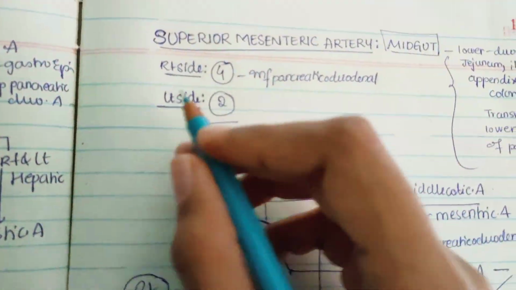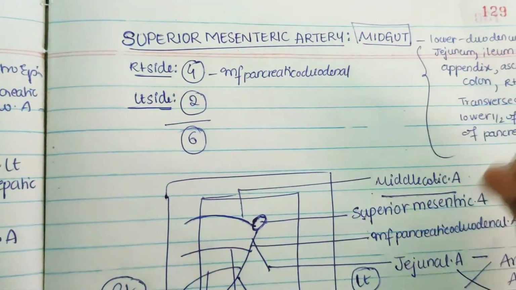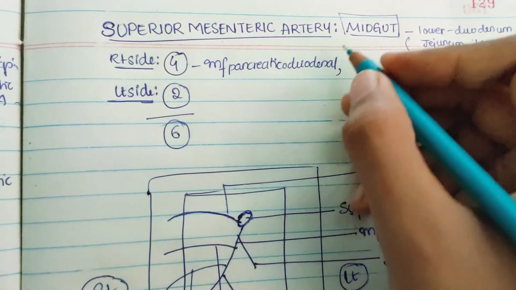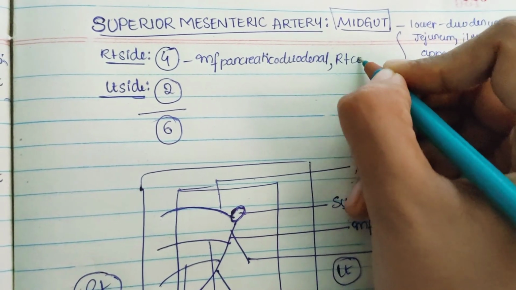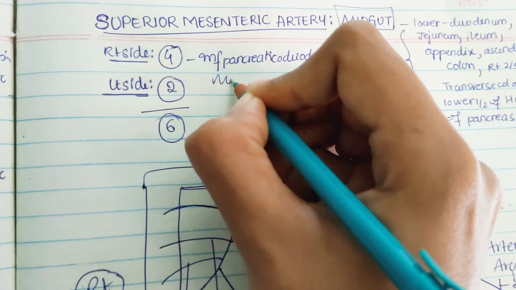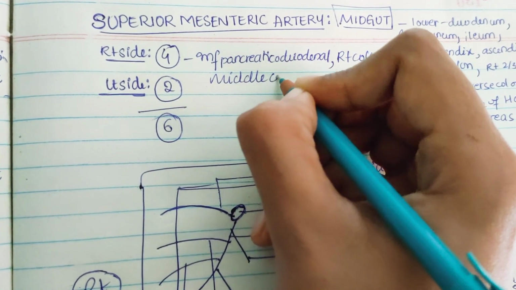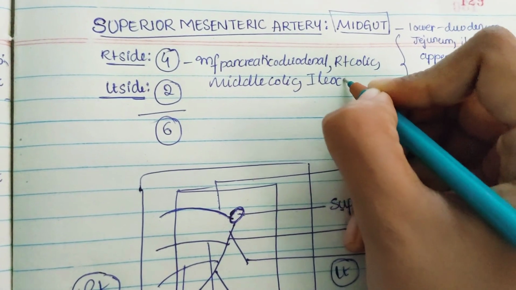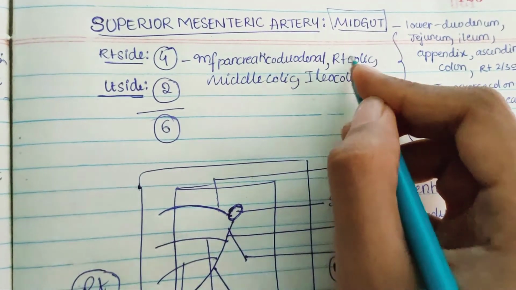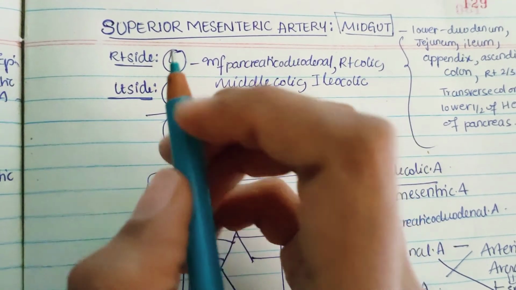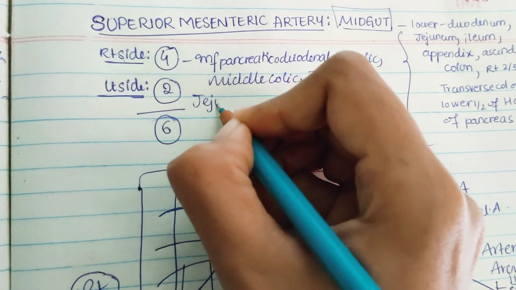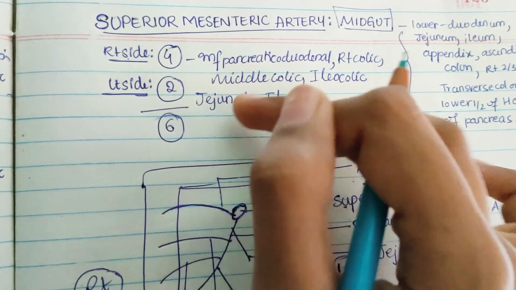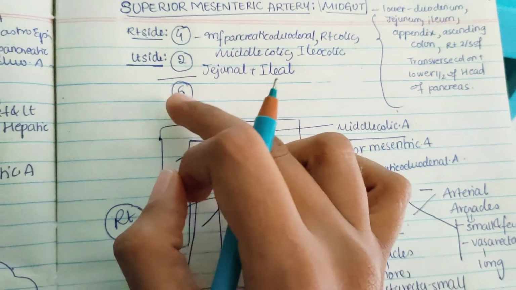Let us also fill these boxes as a revision. On the right side you have the inferior pancreaticoduodenal, right colic, middle colic, and ileocolic, so 1, 2, 3, 4, a total of 4 branches on the right side. On the left side you have the jejunal and ileal arteries, which supply by means of arterial arcades and vasa recta. So in total, 6 arteries.